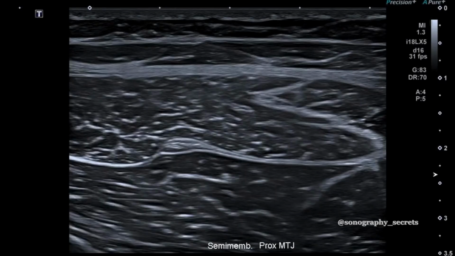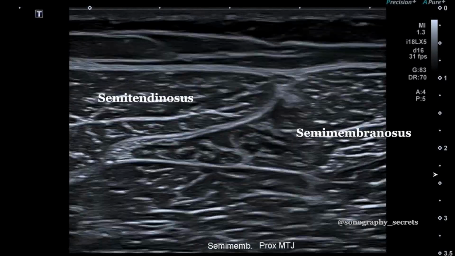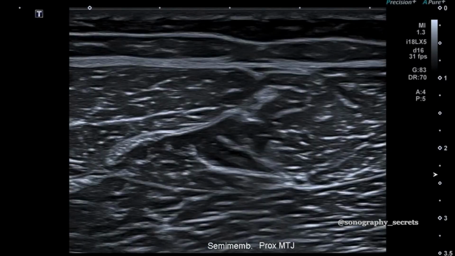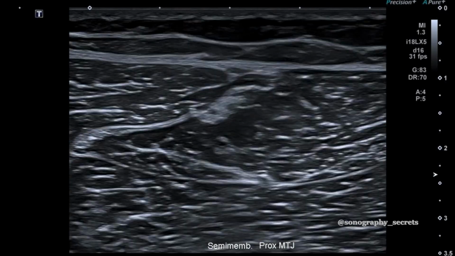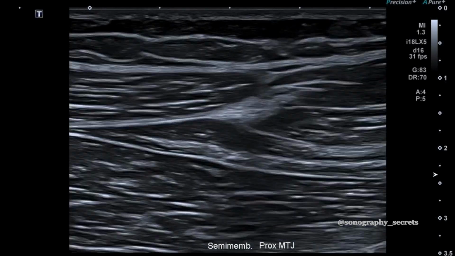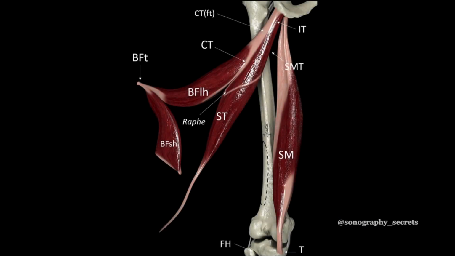So without a systematic and methodical approach, these smaller, more subtle tears could easily be missed. But if you know how to look and where to look, these become quite a satisfying exam to perform. That essentially takes care of semimembranosus.